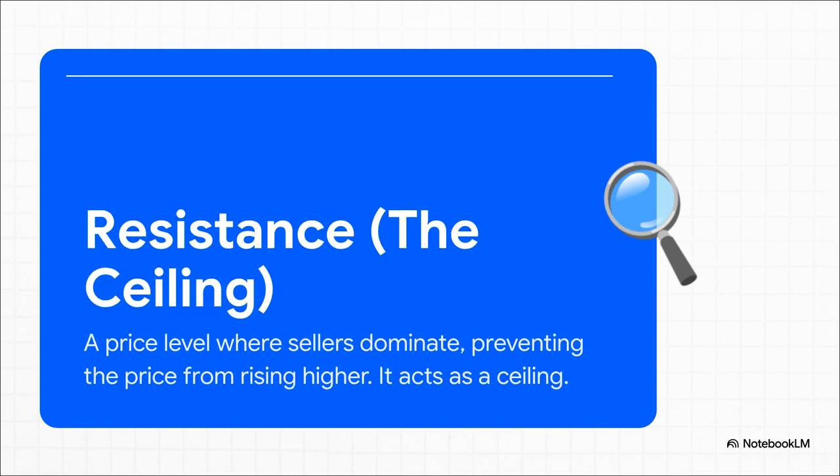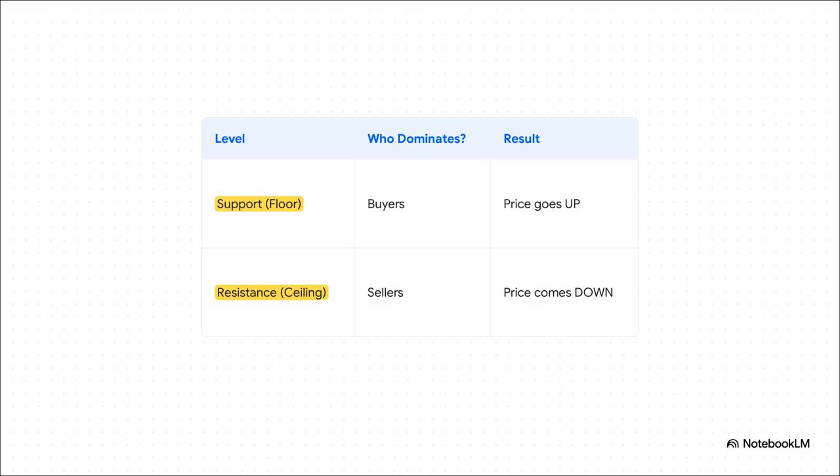And on the flip side, you've got the ceiling, which we call resistance. It's the exact opposite story. As the price climbs up to this level, the sellers start to take over. They're looking at the price and thinking, okay, this is getting a little pricey. It's a great time to sell and lock in my profits. So all that selling pressure creates a ceiling that the price just can't seem to break through. And you'll see these ceilings pop up all the time at previous peaks or even at those big round numbers, like $100.